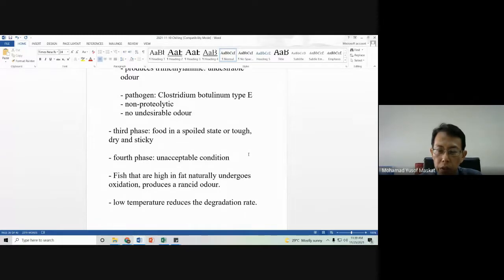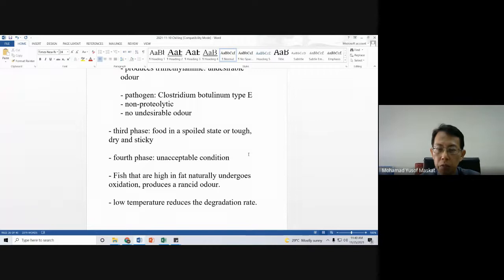For example, if you have had the experience of a dead mouse in your house or outside of your house, you can really smell a very undesirable odor. Among the causes of that odor is the degradation of protein. However, this particular pathogen is unique in that it is non-proteolytic, meaning it does not produce undesirable odor.